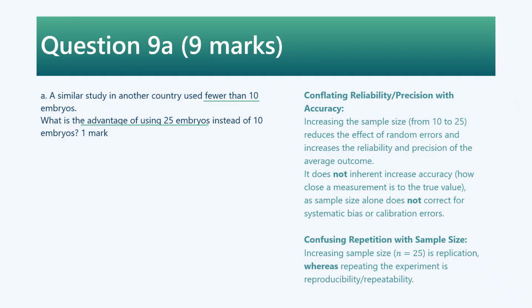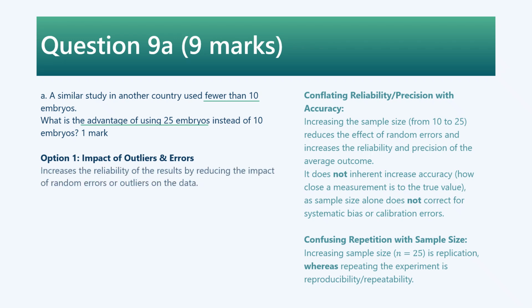For a 1-mark question asking for an advantage of a larger sample size, equals 25 versus 10, VCAA assessors typically accept any one of the following distinct points. Option 1, impact of outliers and errors. Increases the reliability of the results by reducing the impact of random errors or outliers on the data.